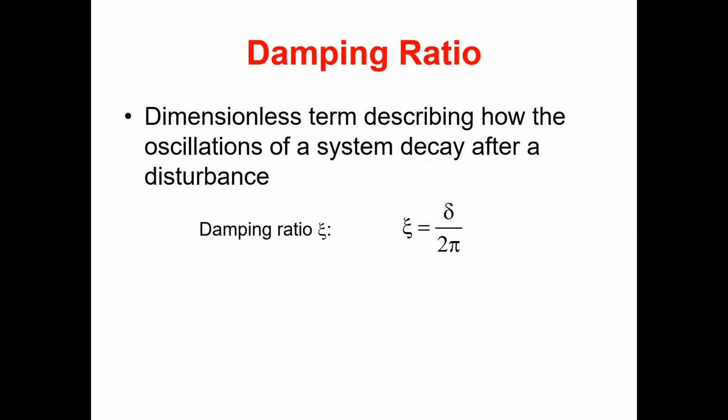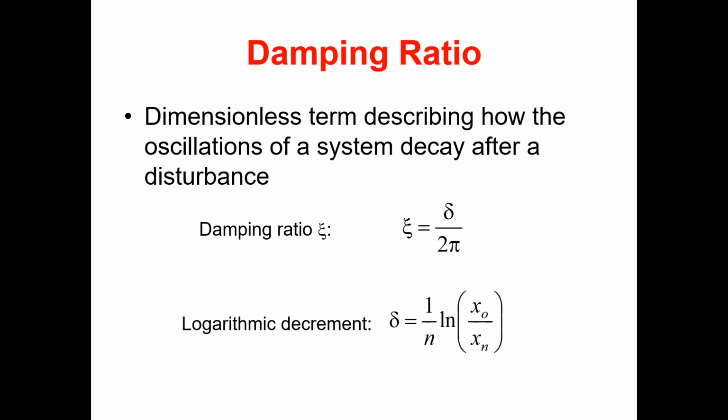You may want to ask, what is delta? Delta is essentially the natural log of your initial displacement divided by the displacement at the end cycle, actually the maximum amplitude at the end cycle, multiplied by 1 over that cycle. So that's the delta, and it is called the logarithmic decrement, right? And you can find the damping ratio based on that.